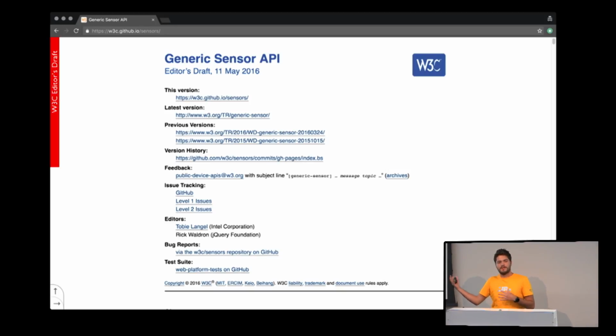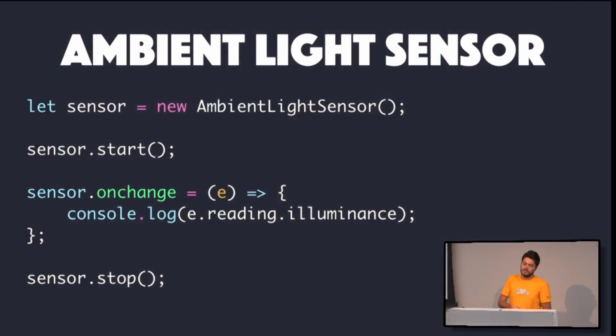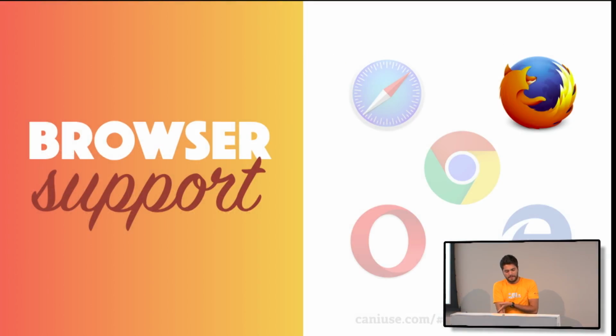There's a new spec called generic sensor, so they are putting some APIs inside of that, and one of these is ambient light. So the way it's going to work now, or in the future, because it's not very supported nowadays, you initialize this new ambient light sensor, you need to start it, and then you need to listen to the event, and then you can stop if you want to. The browser support is pretty bad for that nowadays, and the reason for that is because the API is changing.